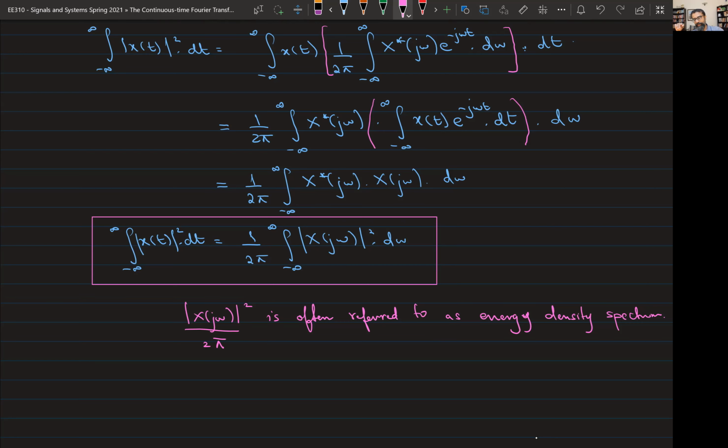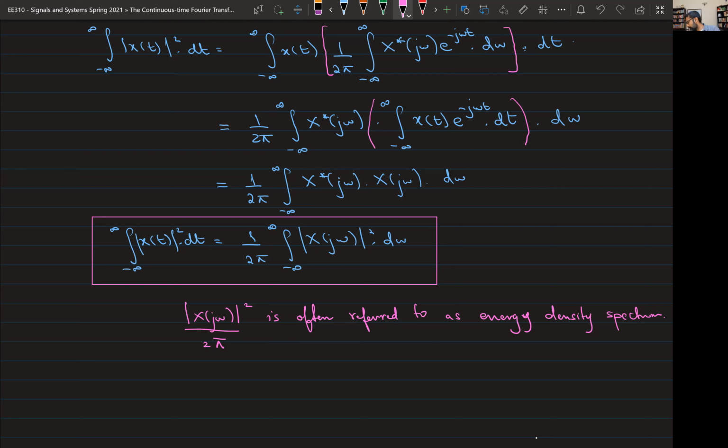So what that tells you is, if you look at the Fourier transform at any particular omega, the absolute value of that squared tells you how much energy is present in that frequency. At that particular omega, what is the energy contribution of this particular frequency in the time domain signal? That's why it's called the energy density spectrum, okay?